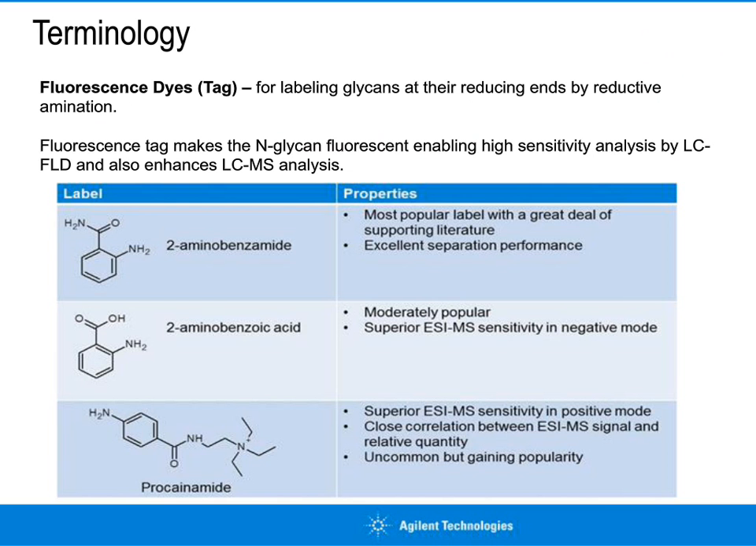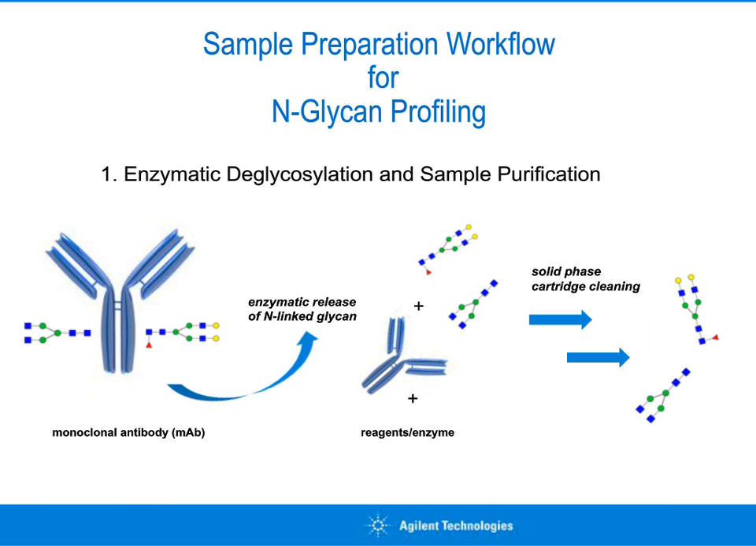Categorized in this slide are the three most common fluorescent tags used for N-link glycan profiling. 2AB, or 2-aminobenzamide, is the most popular label and delivers excellent separation performance with high sensitivity by fluorescent detection. 2AA, or 2-aminobenzoic acid, is also a common tag, but better suited for negative mode MS analysis. And finally, procainamide provides superior sensitivity in MS-positive mode and is becoming the more popular choice for MS analysis of N-link glycans. So let's talk about the sample preparation workflow for N-glycan profiling.